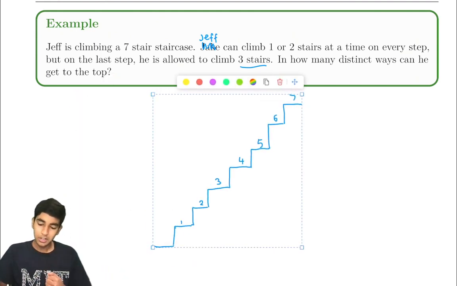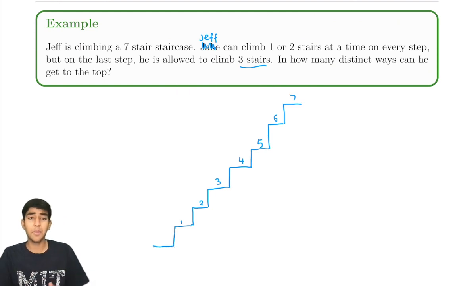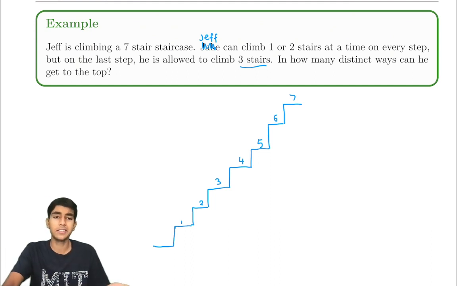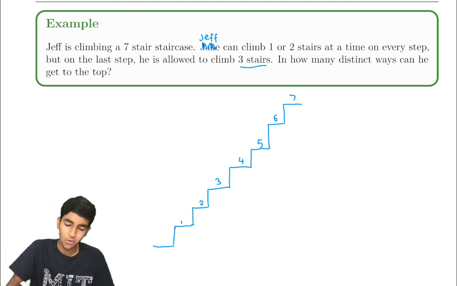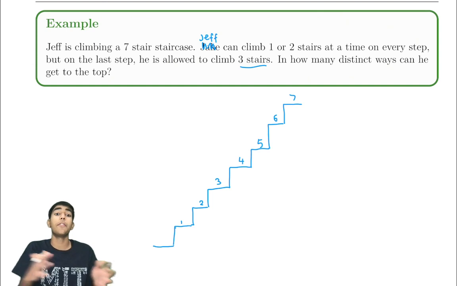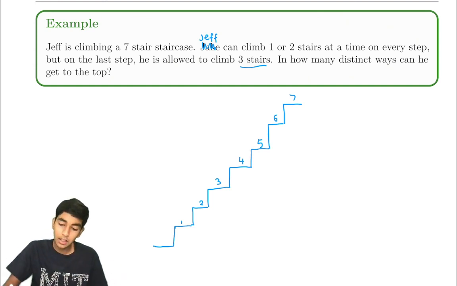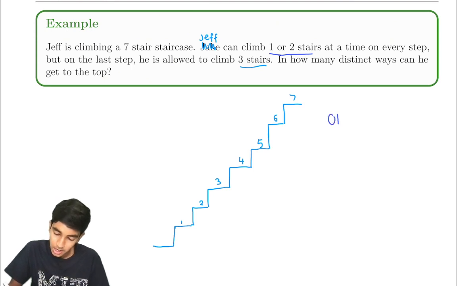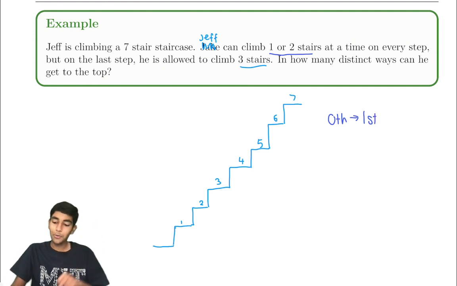Let's explore. So this problem 7 is a decently big number. I mean, it would be pretty easy to solve if it was just 1 or 2, right? After all, that would just be one case. Okay, so how many ways to get to the first step? Let's say it was just a 1-step staircase. He can climb 1 or 2 stairs at a time. So how many ways are there to go from the 0th step to the first step? That is 1 way. That's it.